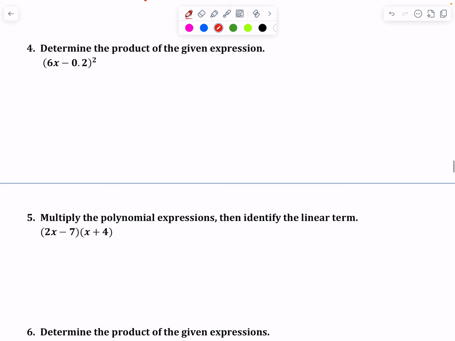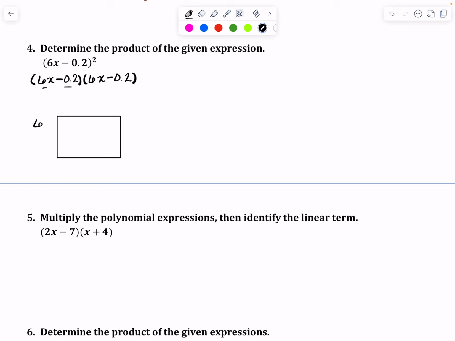So we are determining the products of the given expression. Now this one here has the parentheses squared. So that is equivalent to a parentheses times a parentheses. Each parentheses still has its own value of 6x minus 0.2. Now, first off, let's go ahead and start with the area model with the box method that we talked about. If you're struggling on which lines or columns to draw, I would just draw the box first and then draw the lines inside afterwards.